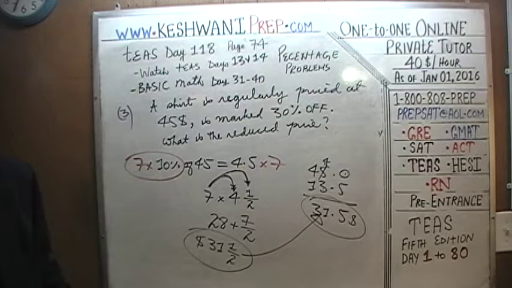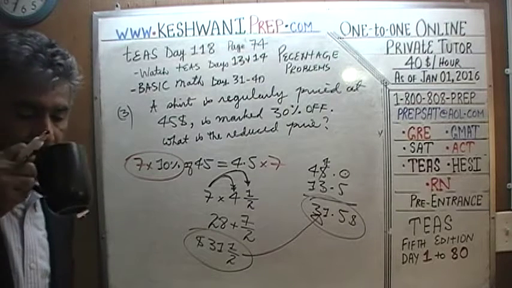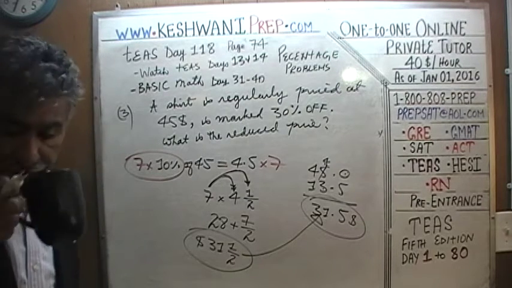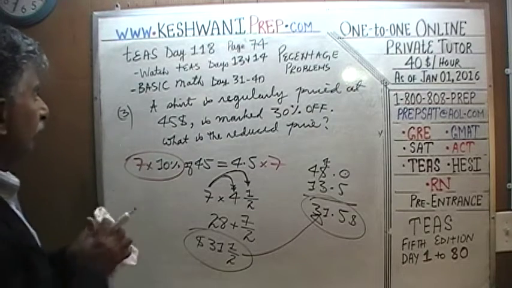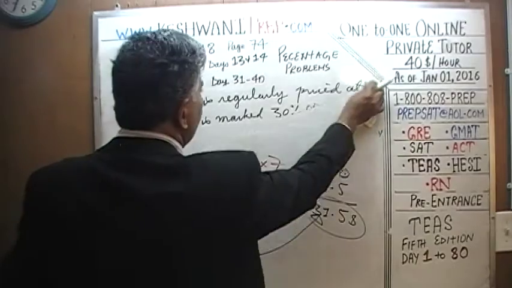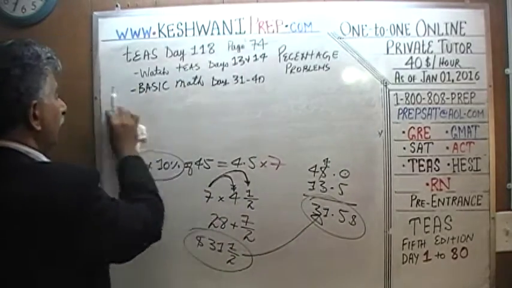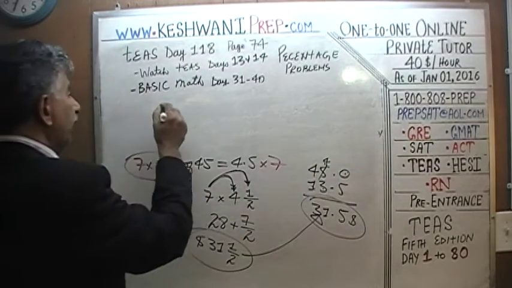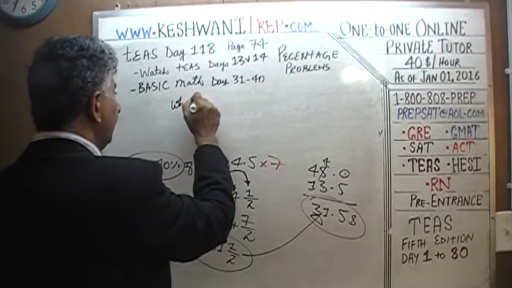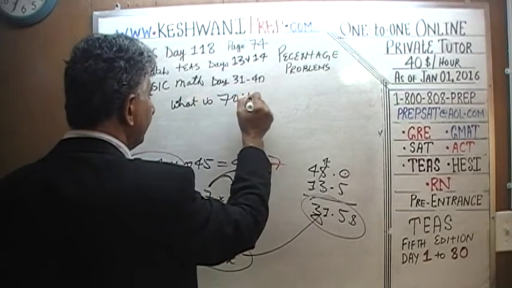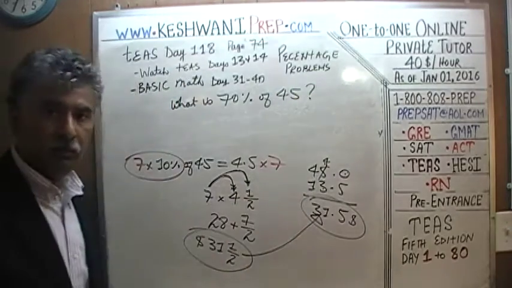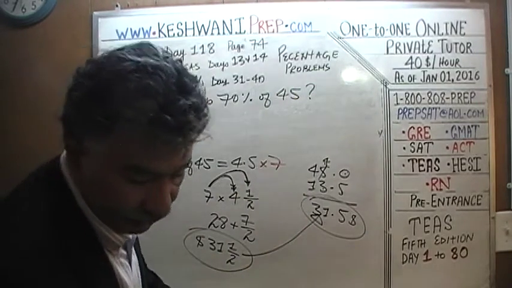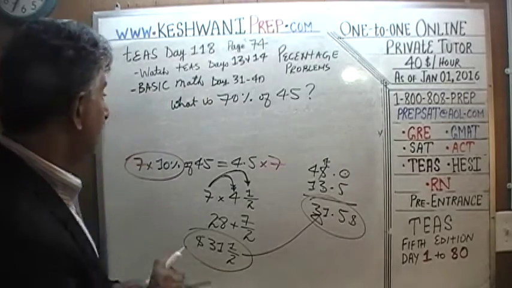Another way we could have done this problem is a more academic way, which is to set it up as an equation. Let's do it on the top here. What we're trying to figure out here is what is 70% of 45? That's what we want to know. Because that's what we'll be paying, because it's 30% off, which means we only pay 70%.